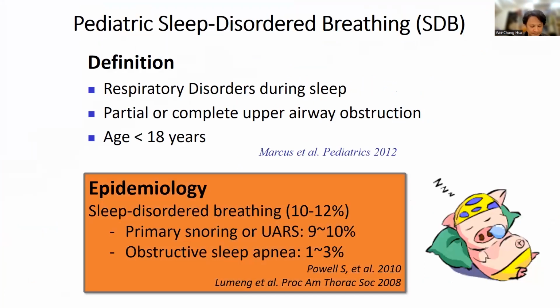As we all know, pediatric sleep disordered breathing, by definition, is a respiratory disorder during sleep with partial or complete upper airway obstruction in children. OSA is defined as an abnormal breathing pattern, completely blocked during sleep, which may result in episodic desaturation and repeated apnea. By epidemiology, the prevalence rate is around 1 to 3% in children.